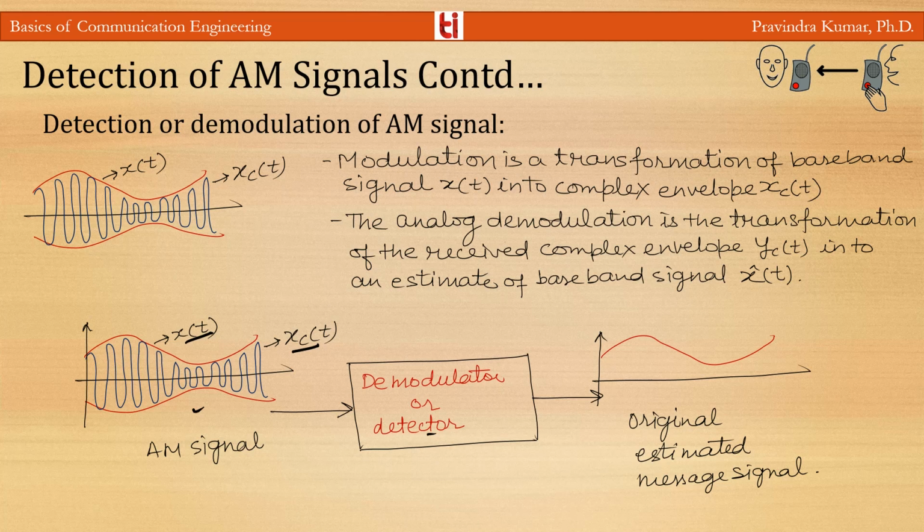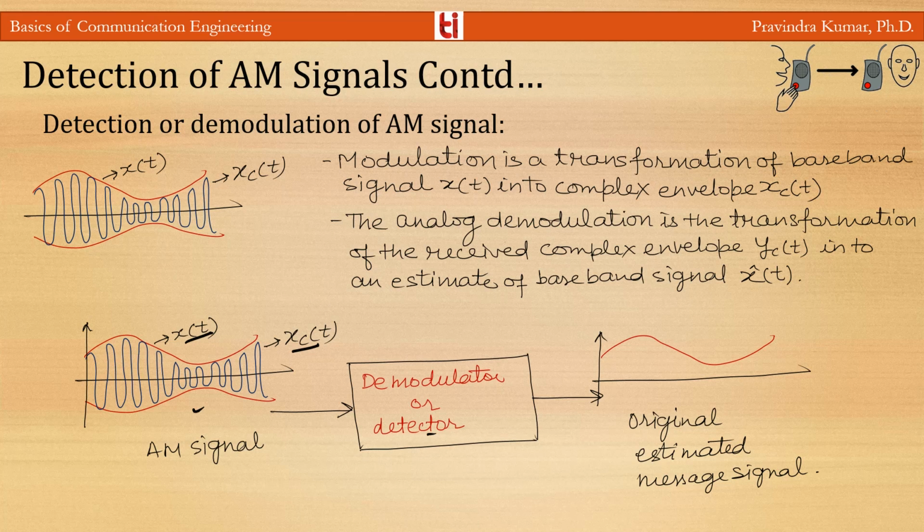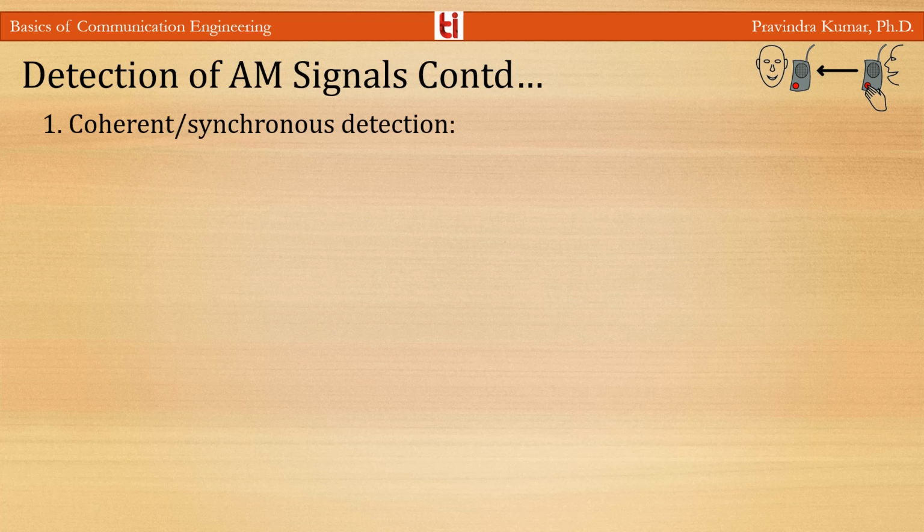There are several techniques available for demodulation of amplitude modulated signal, and these are coherent synchronous detection, square law detection, and envelope detection. Just like in this figure, the AM signal is applied to the input of the detector, and at the output I will receive my message or baseband signal. In these three techniques, first of all, we will discuss the coherent or synchronous detection. Out of these three, the simplest and most widely used is the envelope detector. So first we will discuss coherent synchronous detection.